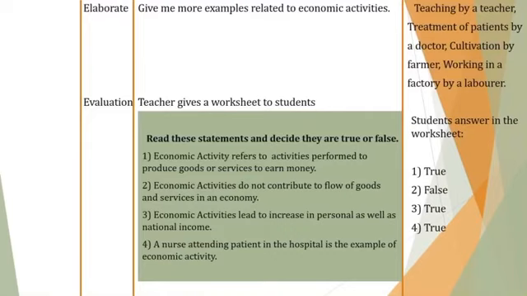Student answer, teaching by a teacher, treatment of patient by a doctor, cultivation by a farmer, working in a factory by a laborer. Evaluation. Teacher gives a worksheet to students. Students answer in the worksheet. First, second, third, fourth: true, false, true, true.